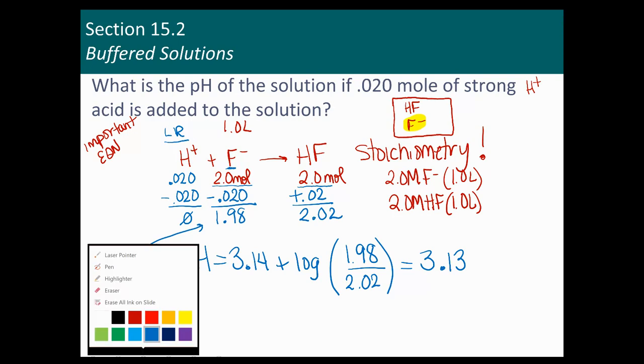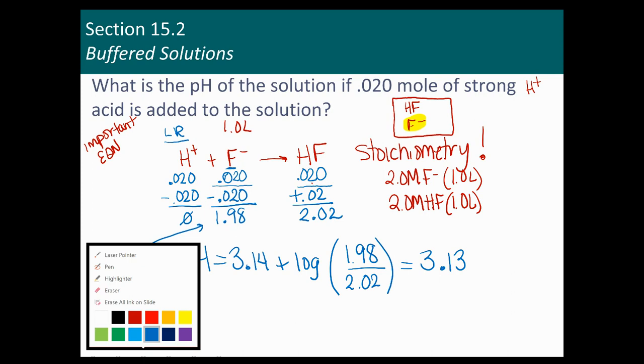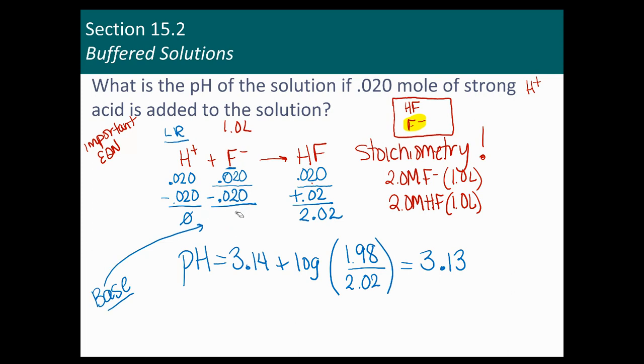Okay, now, what if I did this? What if my buffer wasn't so concentrated and it was 0.020 molar or moles to begin with? Now, do you see how that's not going to be a helpful buffer? Because what would happen is when we add that amount of strong acid, we completely destroy the buffer.